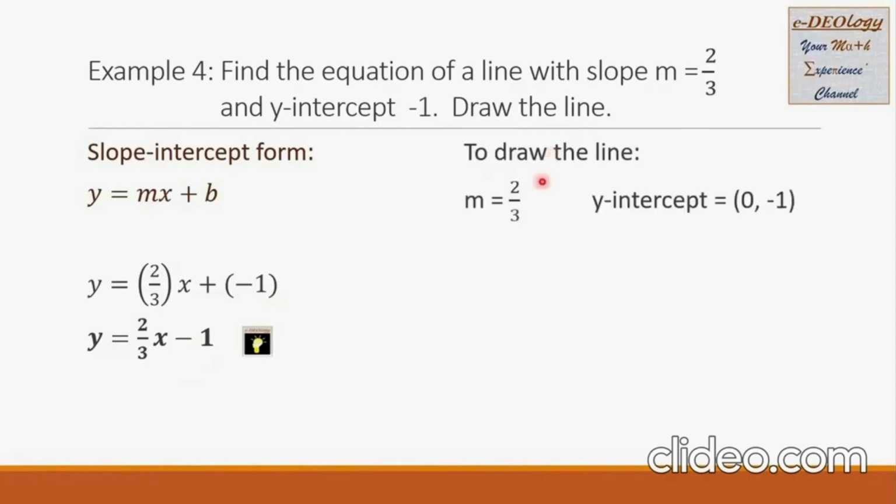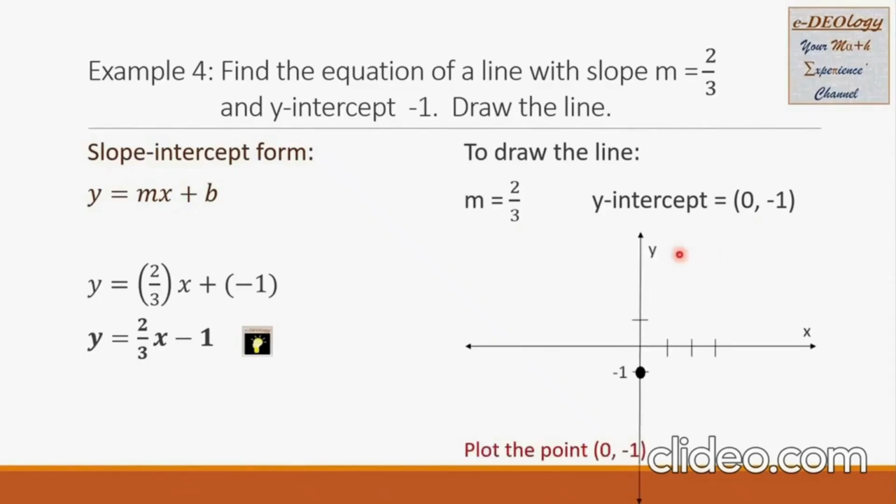Now to draw the line, first let us collect the given. The slope m is 2 over 3. The y-intercept given here is the negative 1, but we can translate this into an ordered pair, (0, negative 1). We should remember that this y-intercept is a point of the line. Now let us draw our x and y axis. Then let us locate the point. Let us plot the point (0, negative 1). And the point is right here.